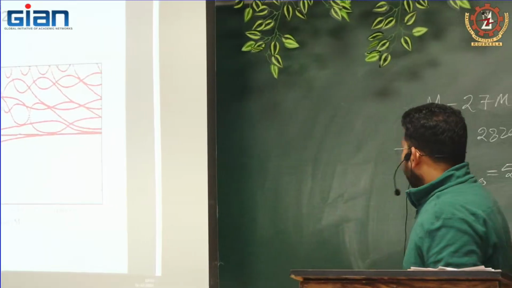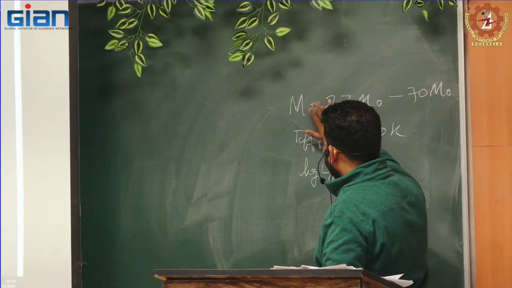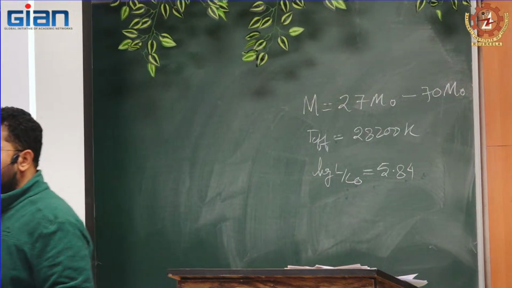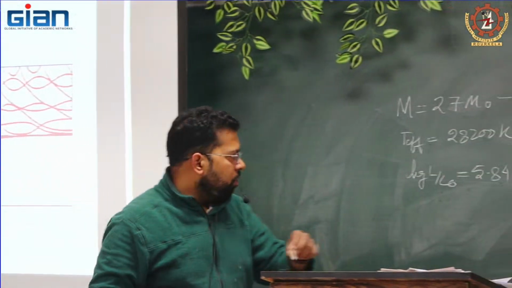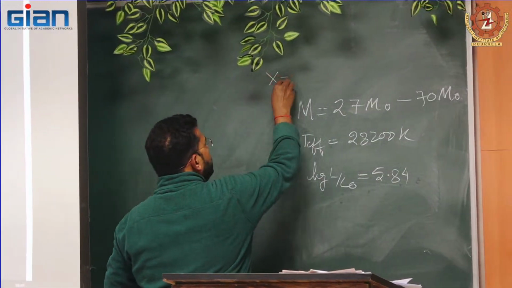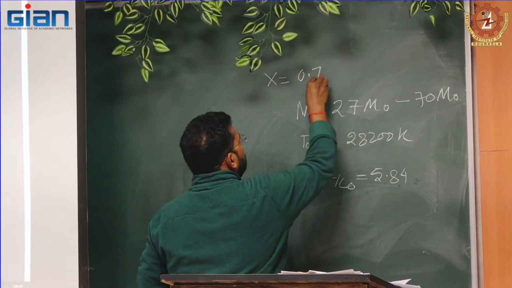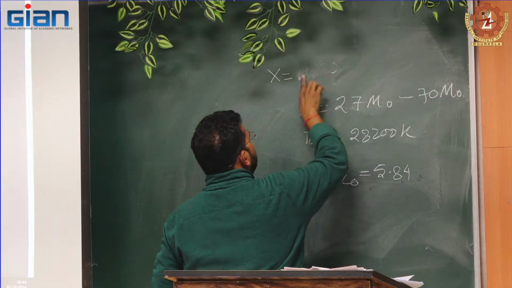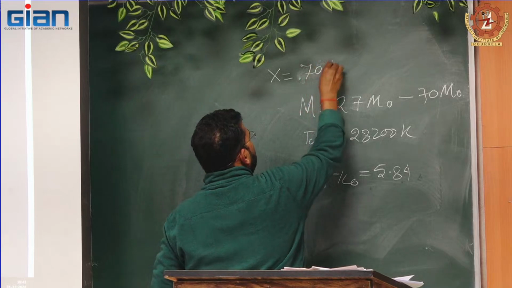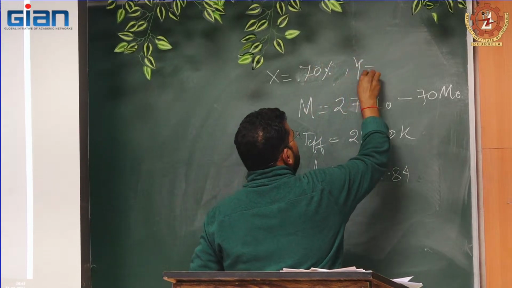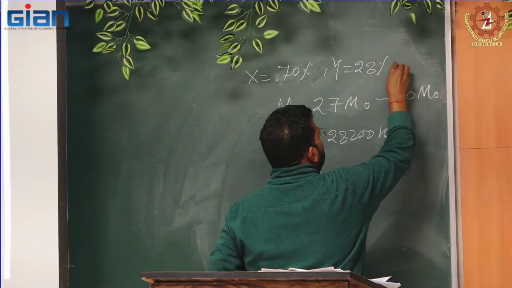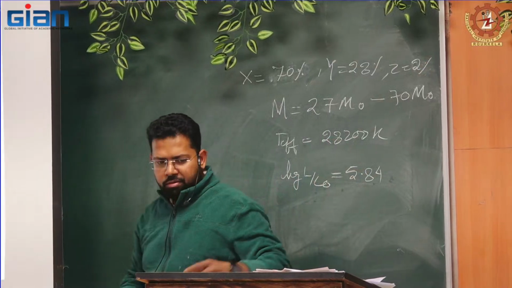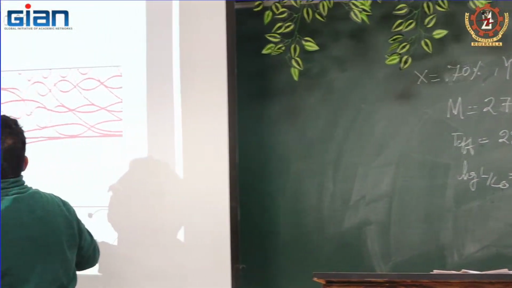So now, if you have these parameters, mass, effective temperature and luminosity, we can construct a sequence of models considering the solar chemical composition. For the solar chemical composition, as I told you in one of the previous sessions, in terms of percentage this will be X equal to 70%, Y equal to 28%, and Z equal to 2%. If you write X in terms of fraction, that becomes 0.7.